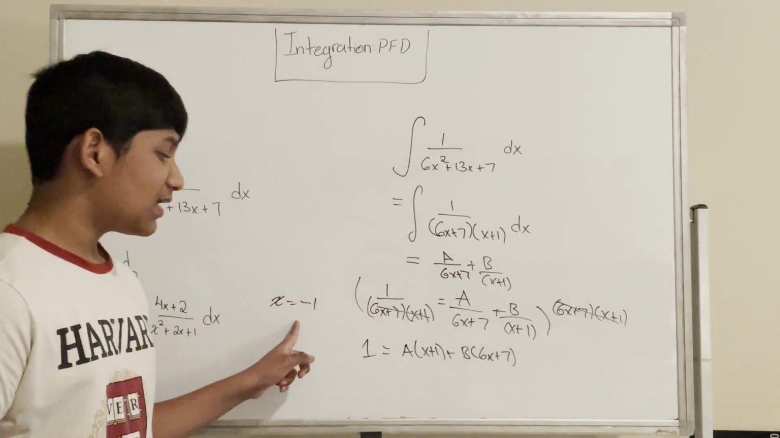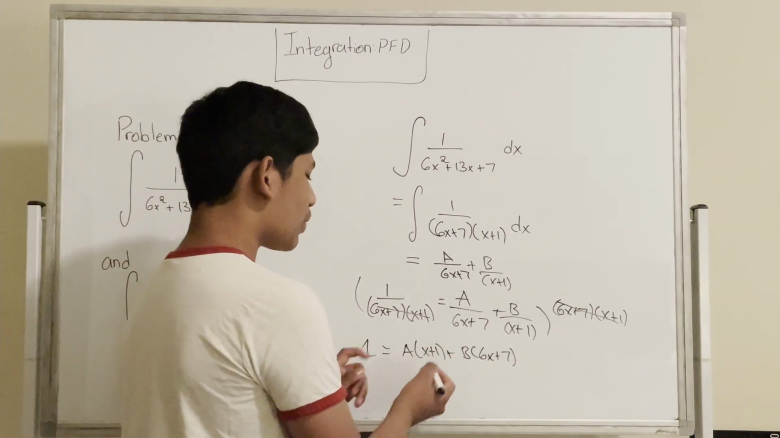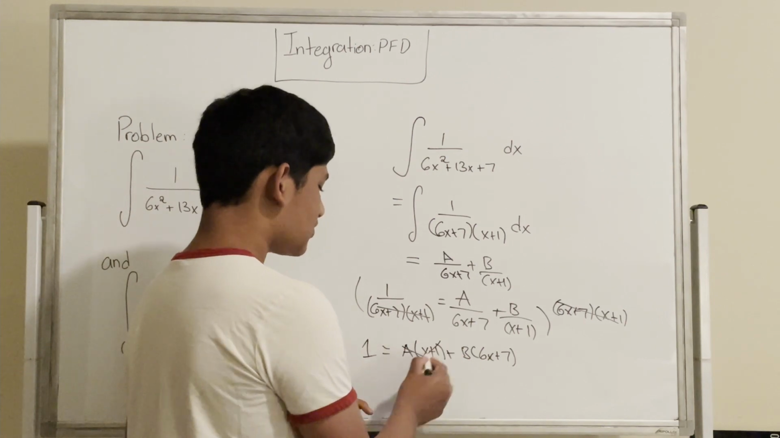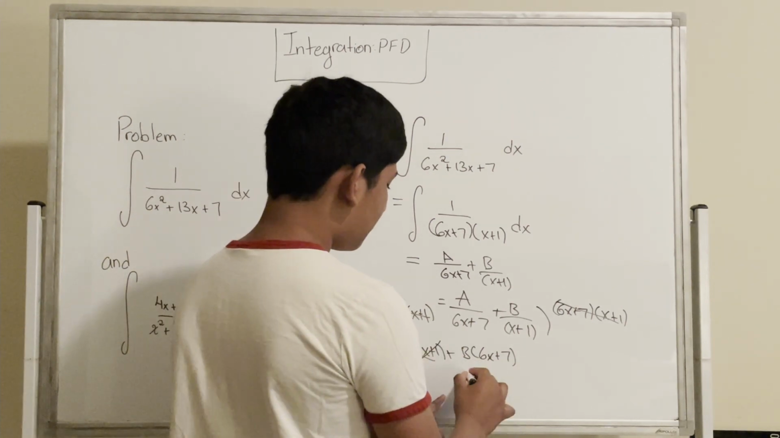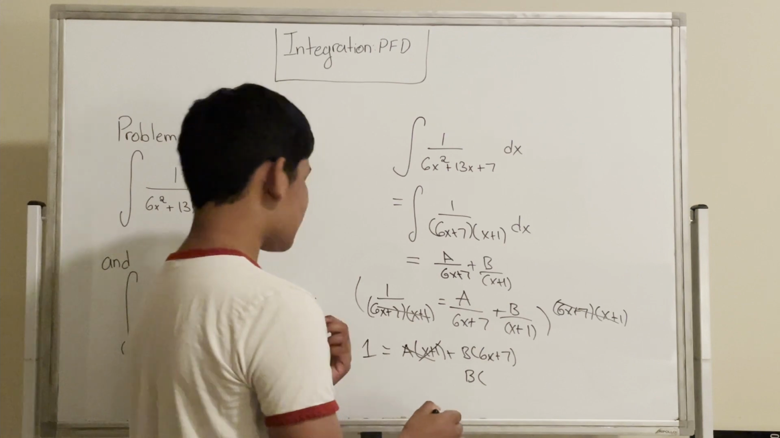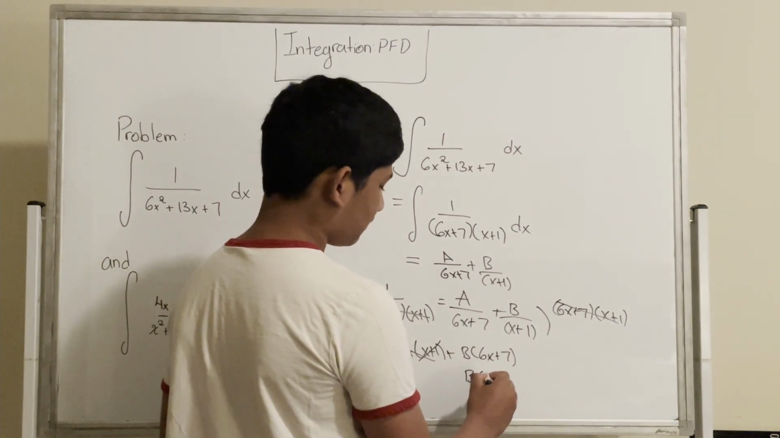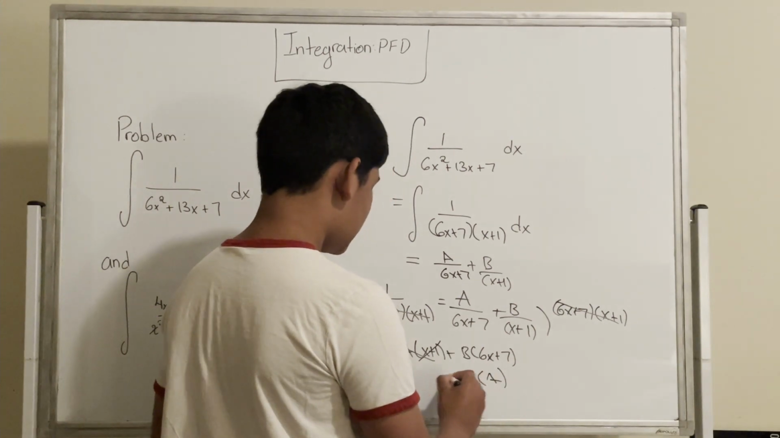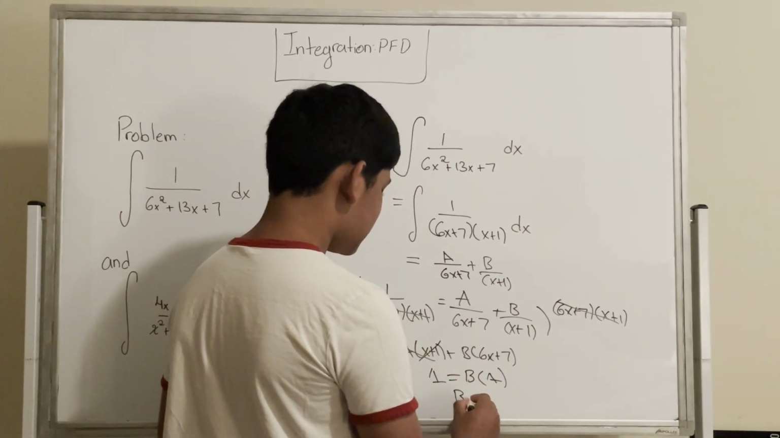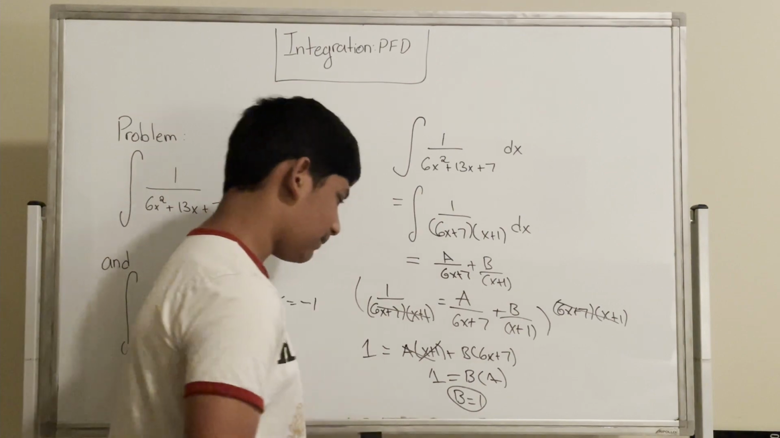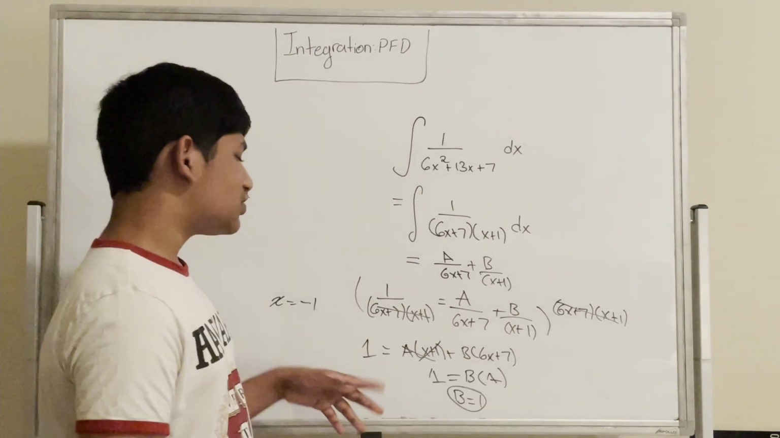If we do this, then this will just become minus 1 plus 1, that's just going to become 0, this will cancel out, and we got b, and then 6 times minus 1 is minus 6, plus 1, plus 7 is just going to be 1, which equals 1, so b is equal to 1. So we just got b.